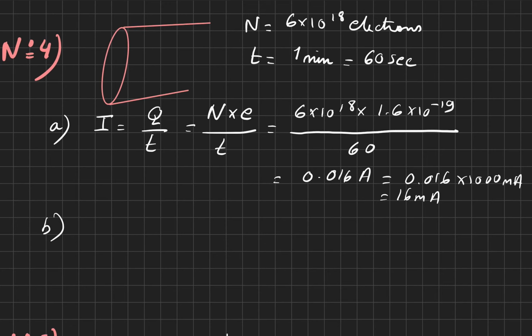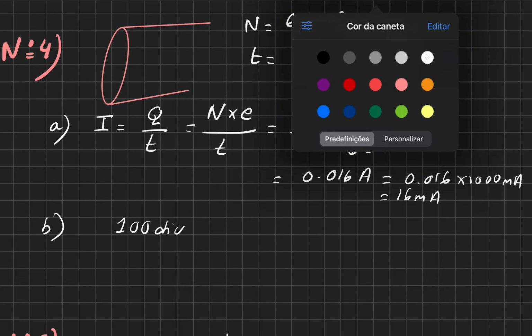In part B, they're asking us, you measure the current with an ammeter whose dial has 100 divisions. So the maximum number of divisions in the dial is 100 divisions. We can use either the scale of 20 milliampere, 1 ampere, and 10 ampere. So the current that we have is 16 milliampere. The closest to the 16 and still greater than 16 is 20 milliampere.